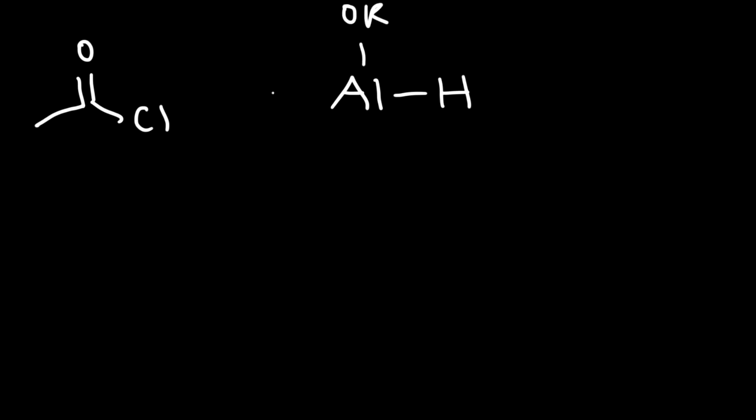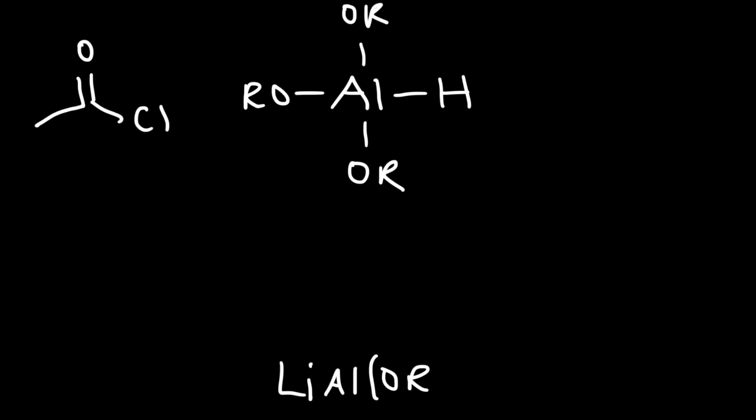Now, let's react the acid chloride with lithium, I mean, not just lithium, but lithium aluminum hydride, or at least a deactivated version of it. So instead of aluminum hydride, where it has four hydrogen atoms, we're going to use the one where it has three OR groups. So this is lithium aluminum OR3 with a hydrogen. And so this is a deactivated reagent.